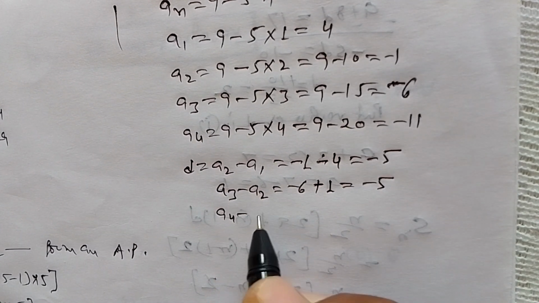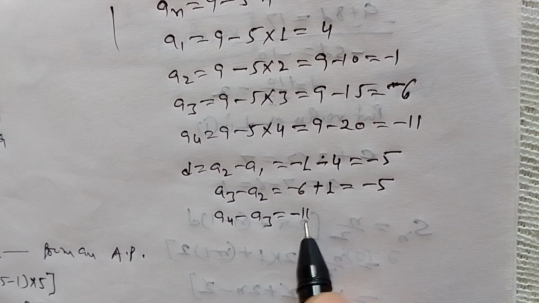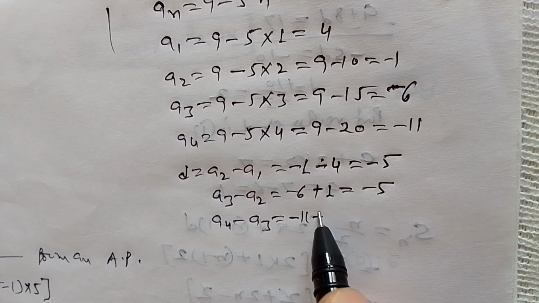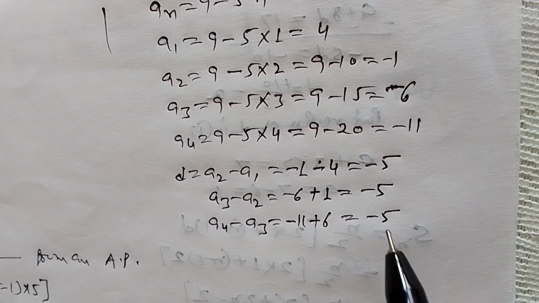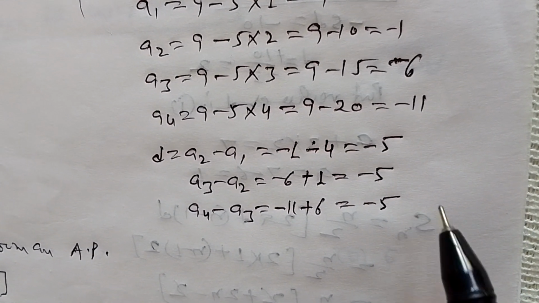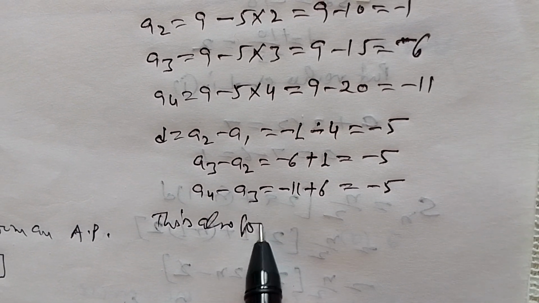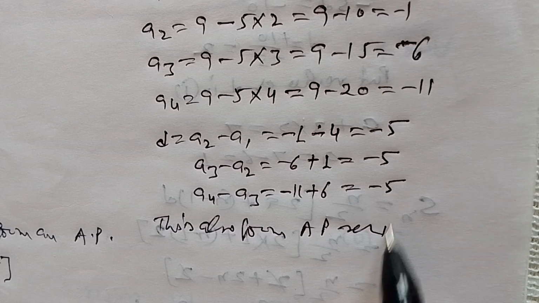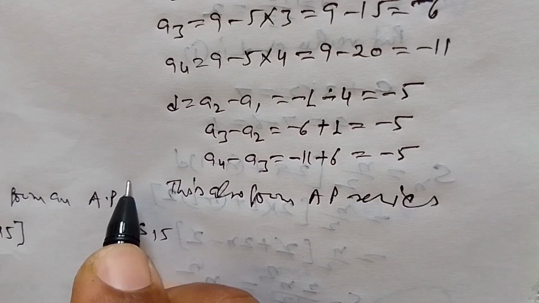a4, the fourth term, minus a3, the third term: a4 we have calculated as minus 11 and a3 is minus 6, so minus minus becomes plus, that is 6. So the answer comes out to be minus 5. So here the common difference comes out to be minus 5 in each case. So this also forms an AP series.